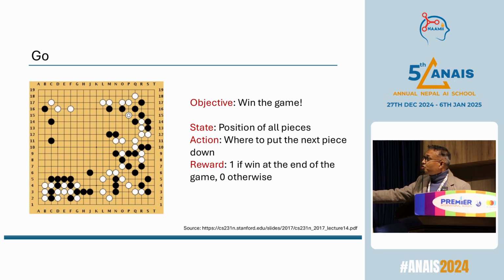And what is the state? The position of all pieces. For example, you see these white pieces and black pieces. This whole part can be represented in matrix form. So the matrix form itself is the state of this game. The action is where to put the next piece down. If the player is supposed to put the white piece, then where to put that white piece is the action. And the reward is 1 if you win at the end of the game, 0 otherwise. So that could be the reward.